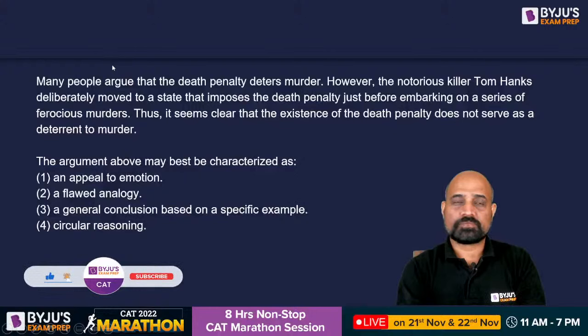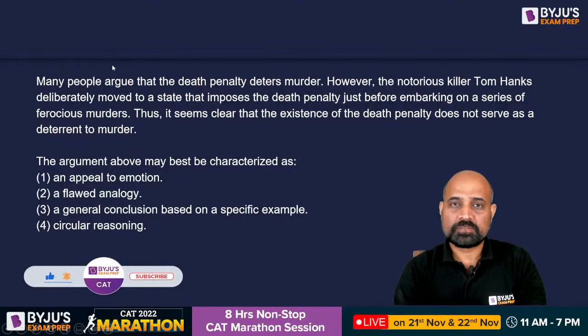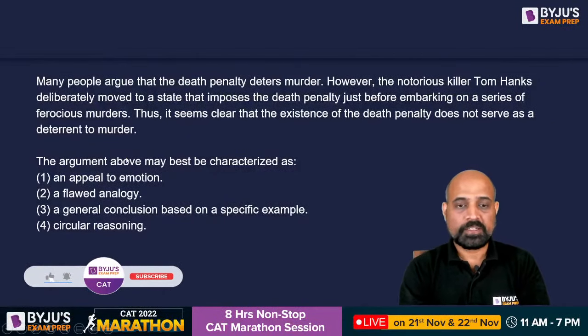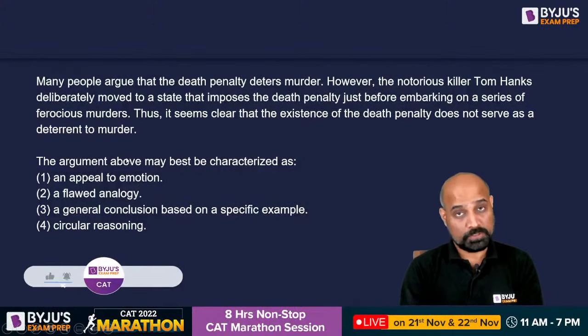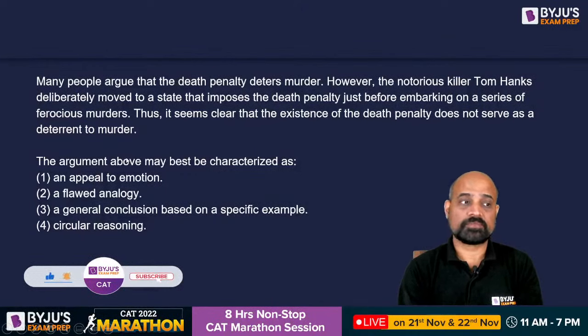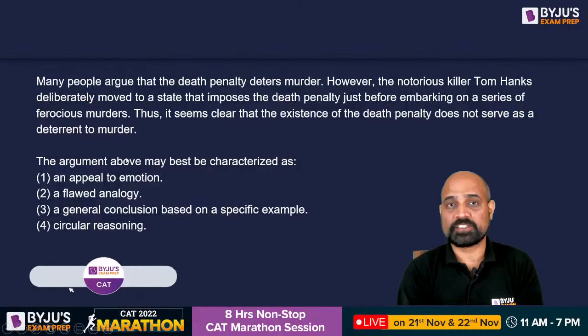The kind of argument, right? There are tons of different types of arguments that exist in reasoning. So this question is based on this, right? The argument above may be best characterized as. So the question is, many people argue that the death penalty deters murder. Deters means it stops, it demoralizes, or it kind of prevents.